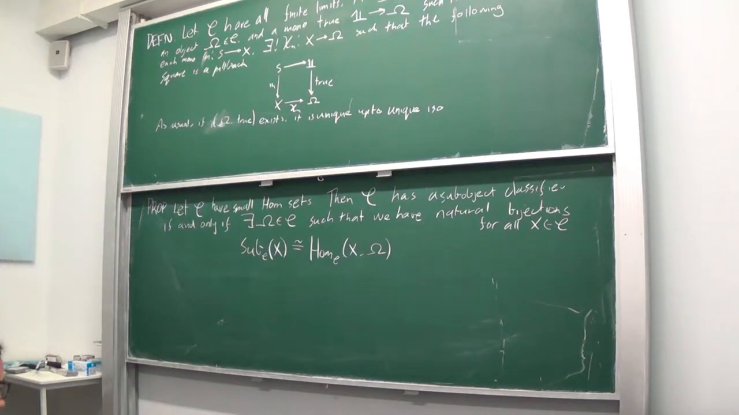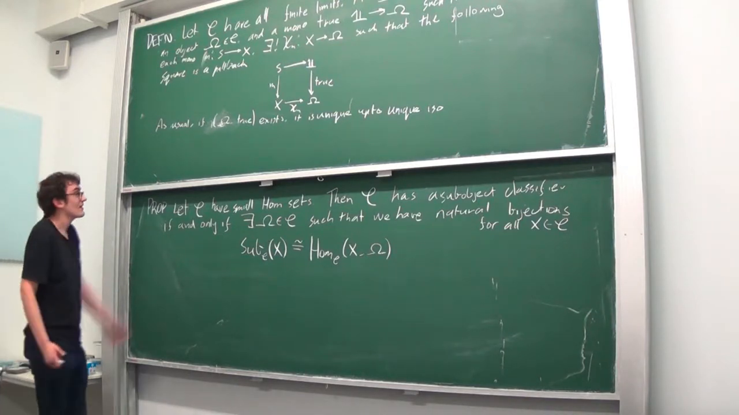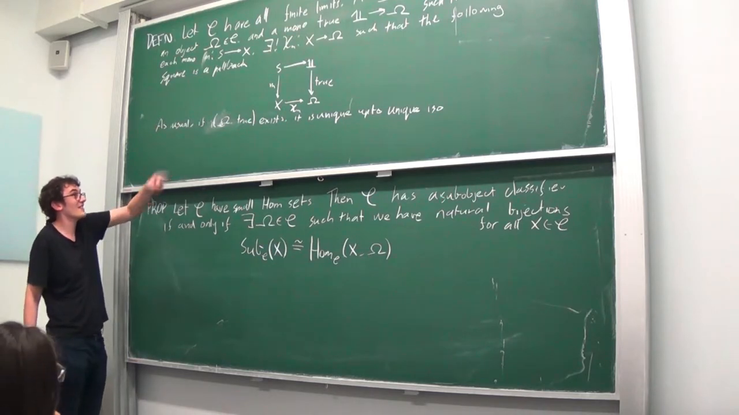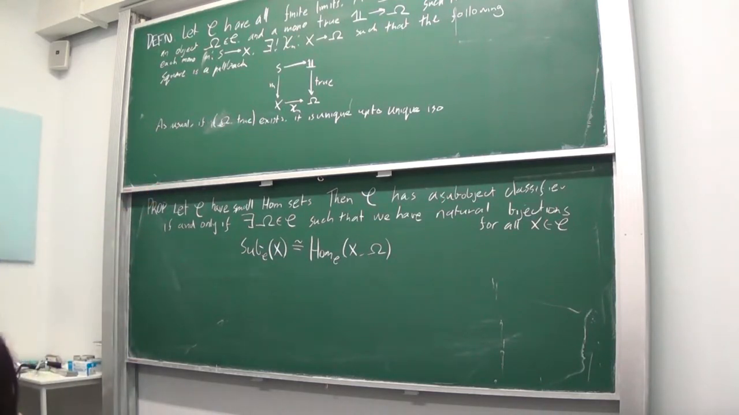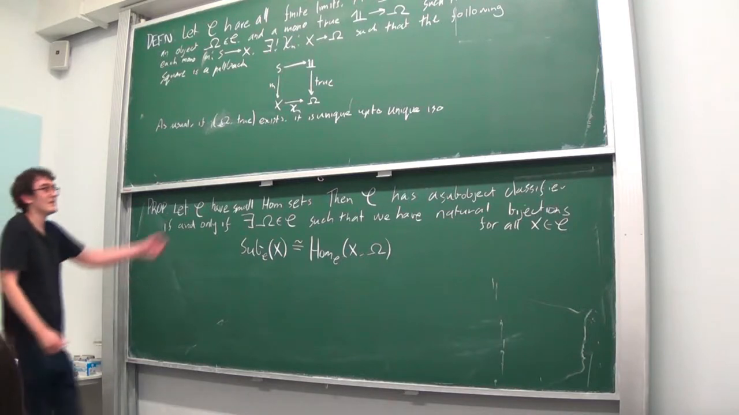It's not too difficult to see for sets, or maybe slightly more difficult to prove, but not difficult to intuit why it might be true, that characteristic functions are in natural bijection with the subobjects. But it's really not that hard to prove, at least for sets.